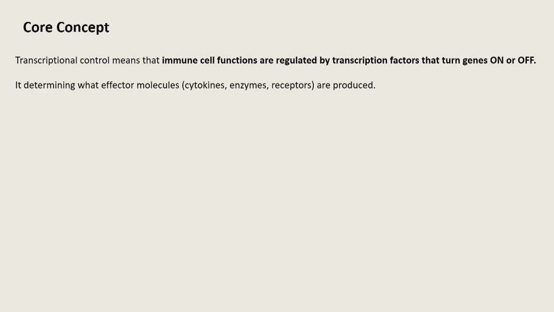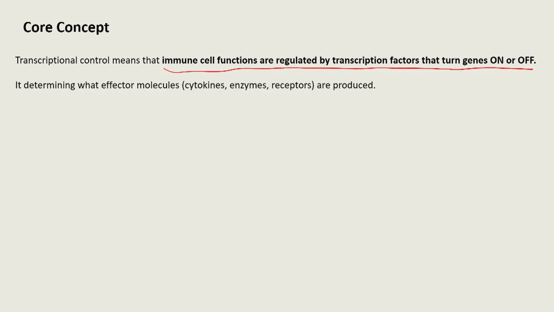The core concept about this transcription control is that immune cell functions are regulated by transcription factors that turn genes on or off. That means when there is a requirement for a particular protein, we see that the genes are getting transcribed to produce that protein. And if this is not required, then probably those gene transcriptions are turned off. We will categorically see which genes are turned on and off in B and T cell populations, particularly in the context of immunoregulation.